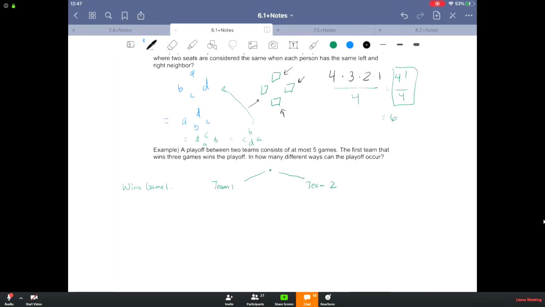Chris, the last one, four choose four. No, four choose four is actually one. This one should be. We'll talk about the notation in a couple sections. That one's actually a permutation.